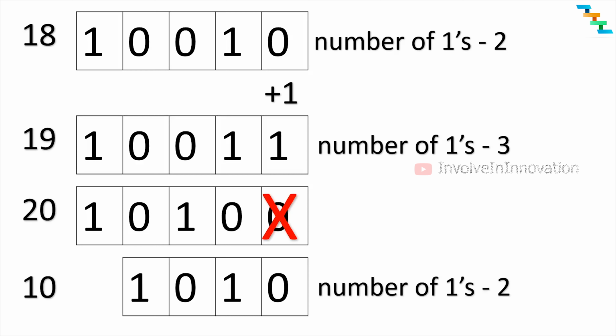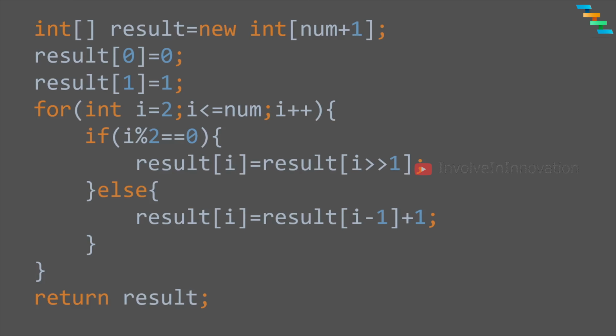So the logic is: for an odd number, you take the number of ones in the previous number and increment it by 1. For an even number, you do a right shift by 1 and copy the exact value, the number of ones present in that shifted number, to this number. I am trying to solve this in Java. You can use any programming language as you wish. The core logic remains the same.